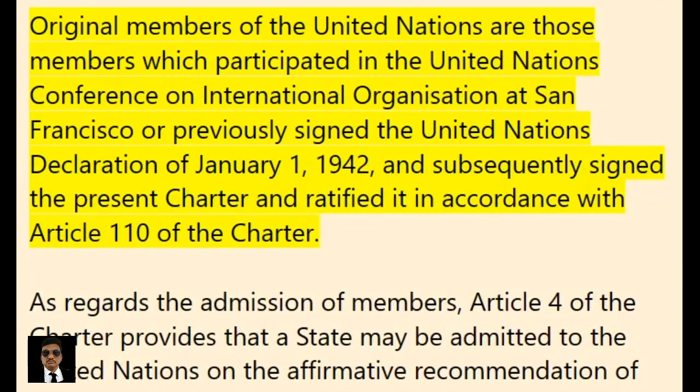Original members of the United Nations are those members which participated in the United Nations Conference on International Organization at San Francisco or previously signed the United Nations Declaration of 1 January 1942 and subsequently signed the present Charter and ratified it in accordance with Article 110 of the Charter.